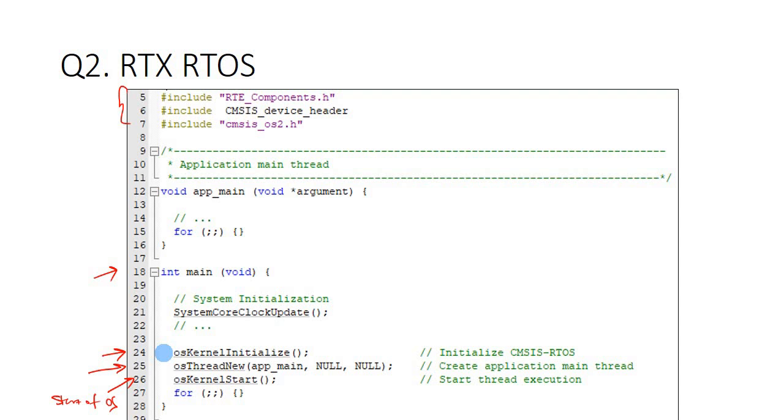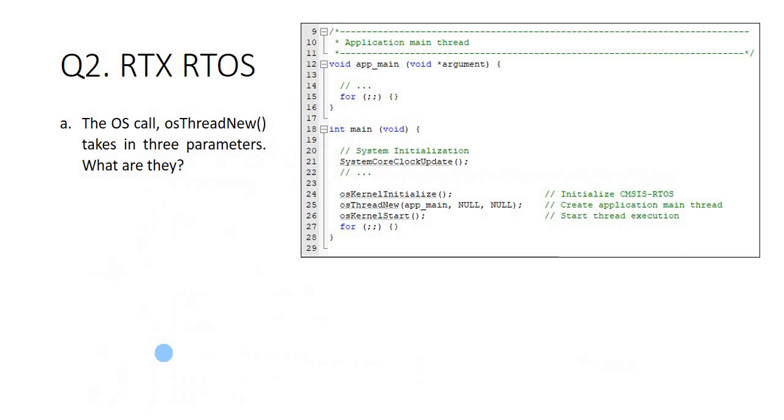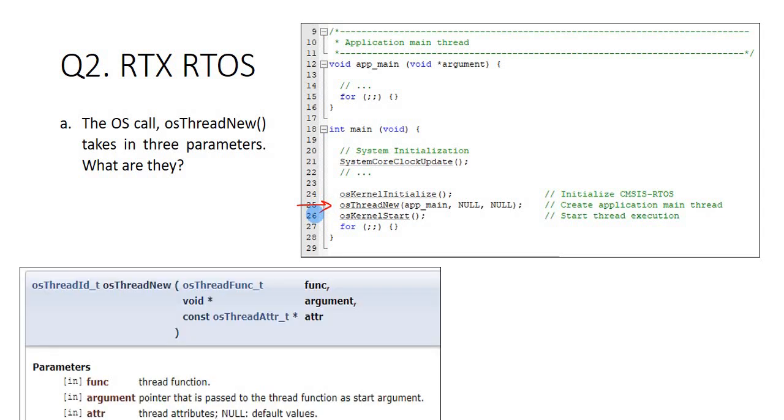Now let's look at the questions related to this. For the OS thread new function, when I call OS thread new, you can see that I pass in three parameters. What are they? These are the three parameters.